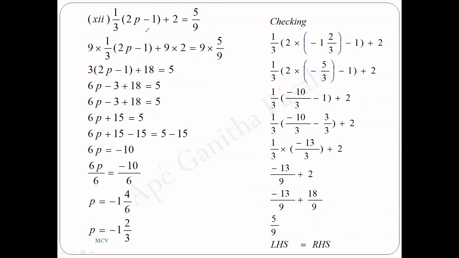1 over 3 brackets 2p minus 1 plus 2 equals 5 over 9. Here there are 2 terms. This is one term. This is the other term. So here we can remove this plus 2 by subtracting 2 from both sides.